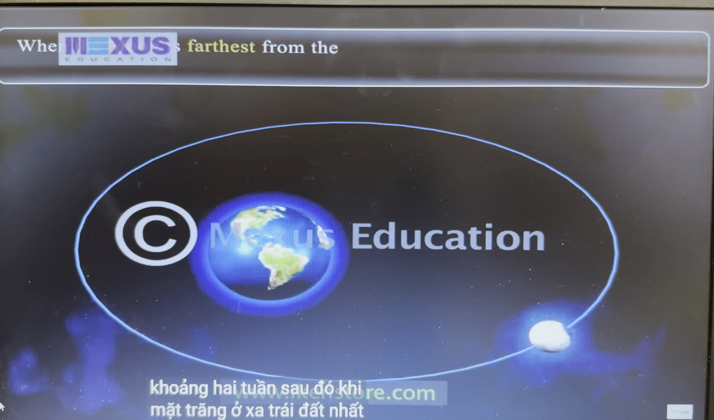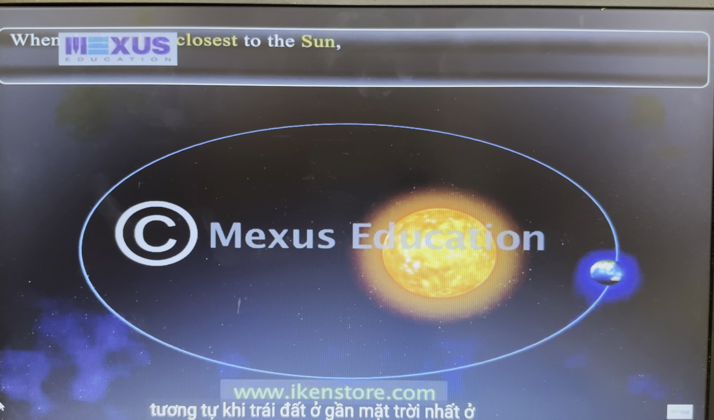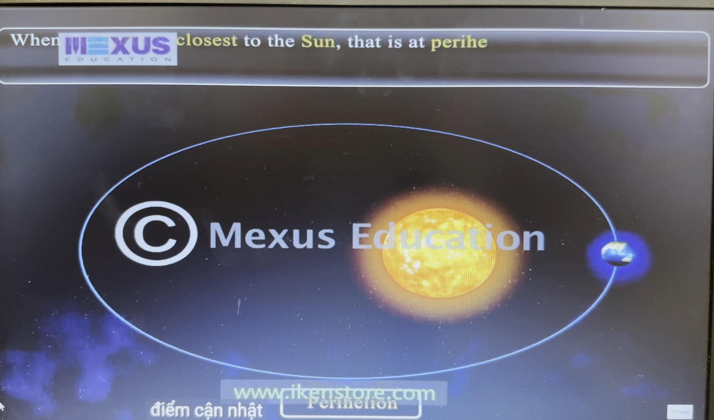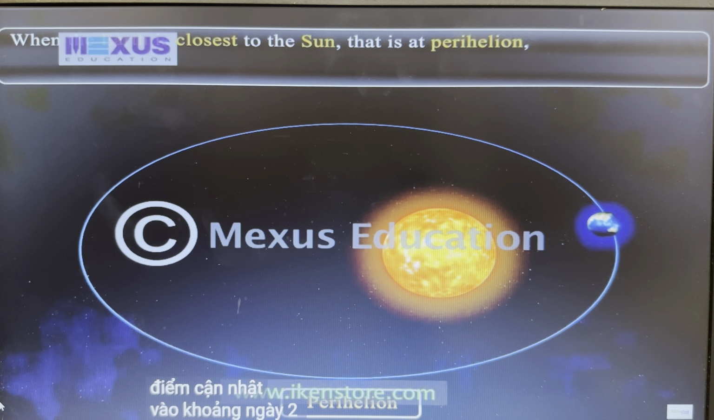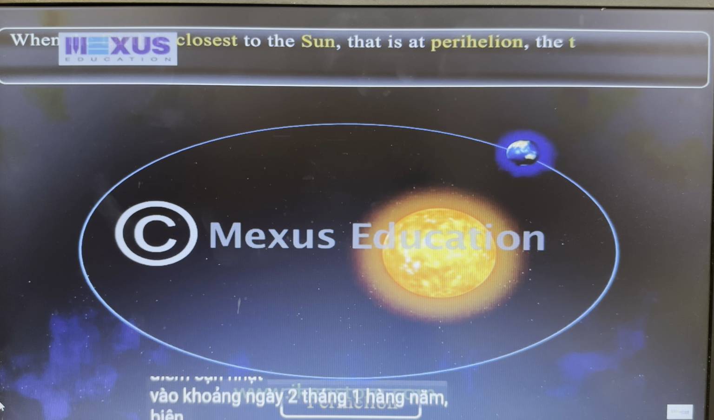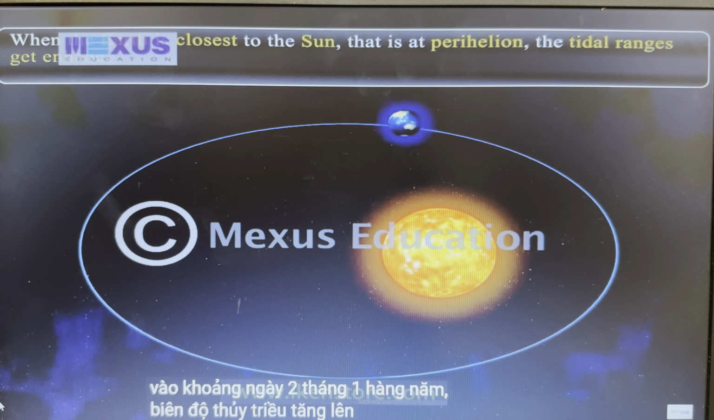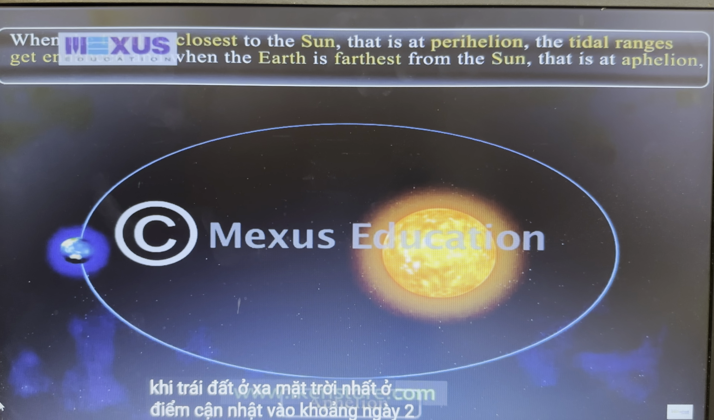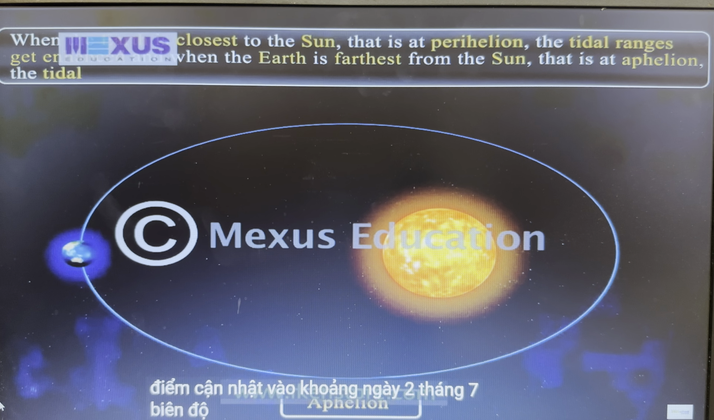Similarly, when the Earth is closest to the Sun, that is, at perihelion, around January 2nd of each year, the tidal ranges get enhanced. When the Earth is farthest from the Sun, that is, at aphelion, around July 2nd, the tidal ranges reduce. A high spring tide occurs when the moon is in perigee, or when the sun is in perihelion.